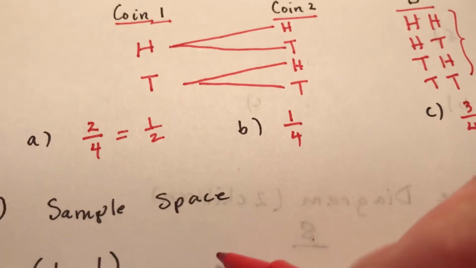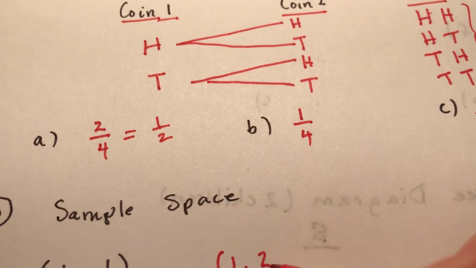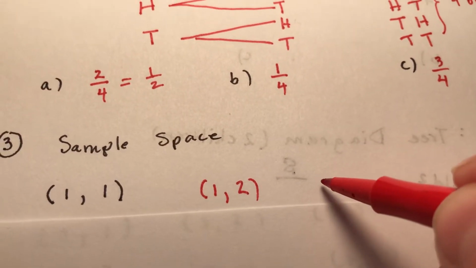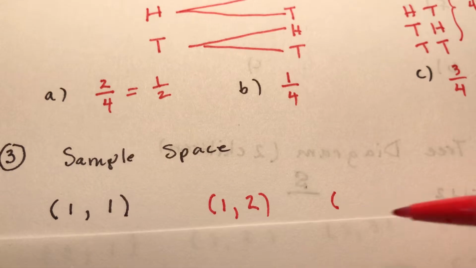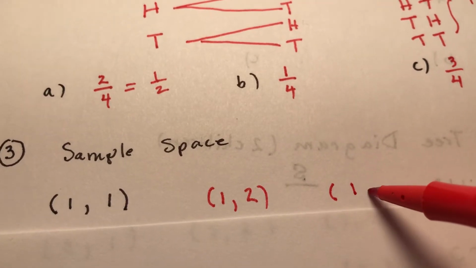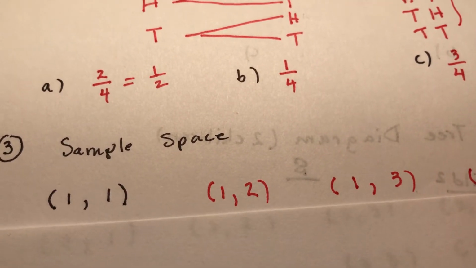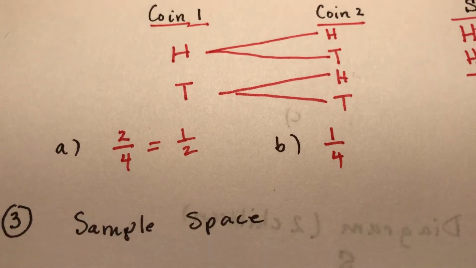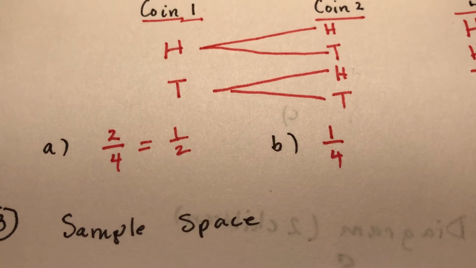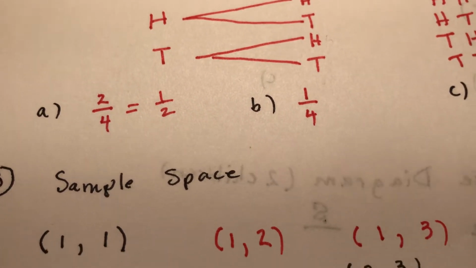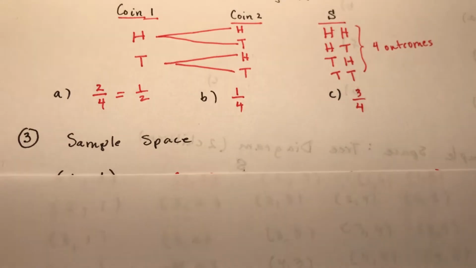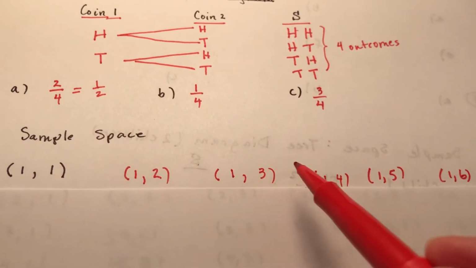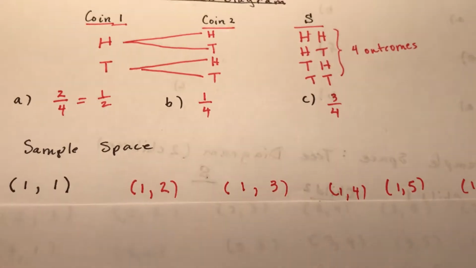So I could get a 1-1, a 1-2, and we do this kind of in a row, so it's a special way of doing this. These are like column headings. We could roll a 1-3, a 1-4, a 1-5, and a 1-6. All right, so those are my column headings. So already we have 1, 2, 3, 4, 5, 6 possibilities.